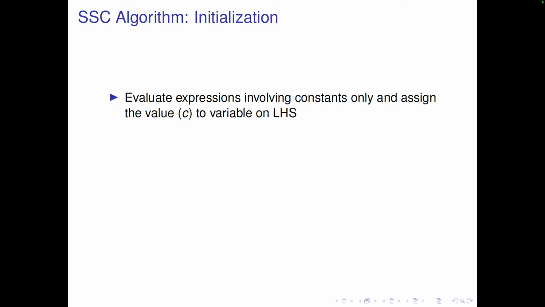How do you start your algorithm? The first thing you have to do is some initialization. You evaluate all expressions which only have constants on the right hand side. It could be 5 times 2, it could be 5 divided by 5 or whatever, and you evaluate it and assign the constant value to the left hand side. If I have x equal to 5 plus 3, I will evaluate 5 plus 3 at compile time and say x is a constant 8.